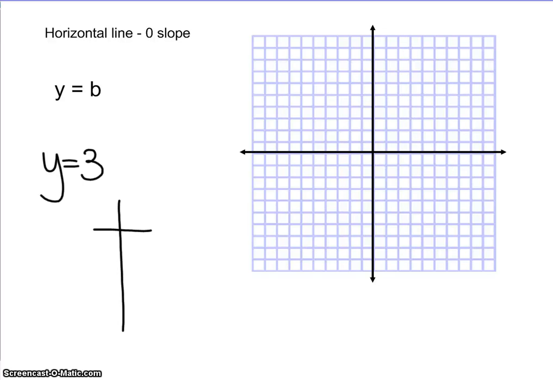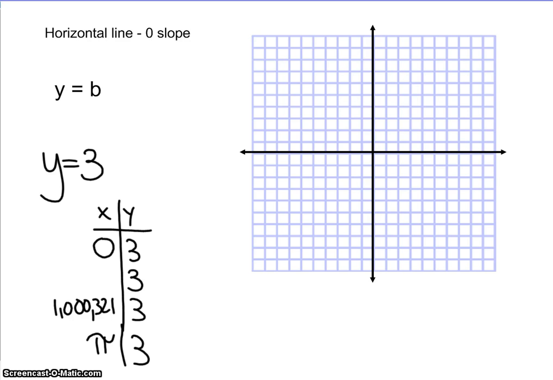Now, they're saying that y equals 3. Y has to be 3. I don't care what I plug in for x because there's no x to deal with there. So y has to be 3, and I can pick anything I want for x. I could pick 0. I could pick 1,321,000. I could pick pi. Any one of those will work. And I could pick 1.